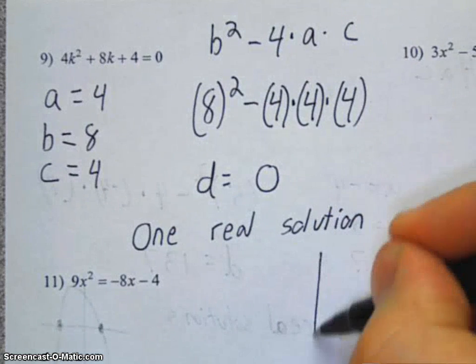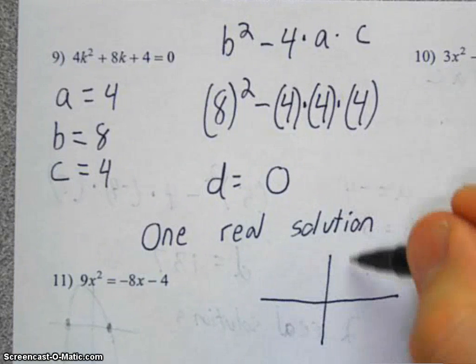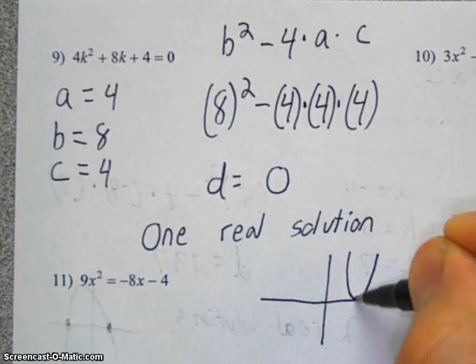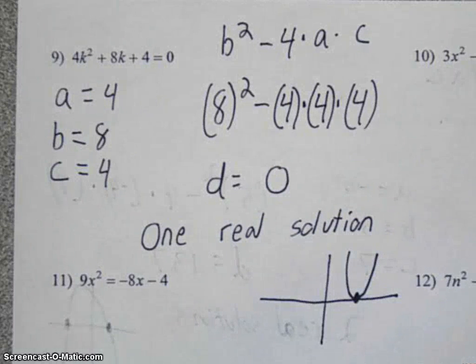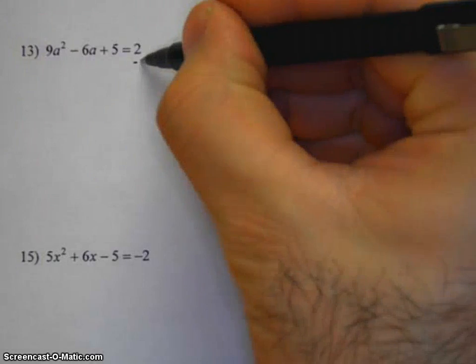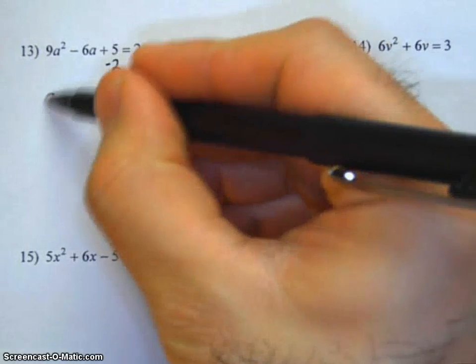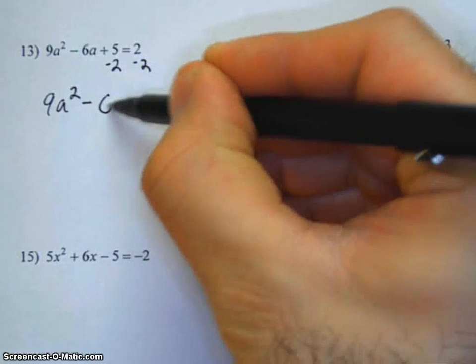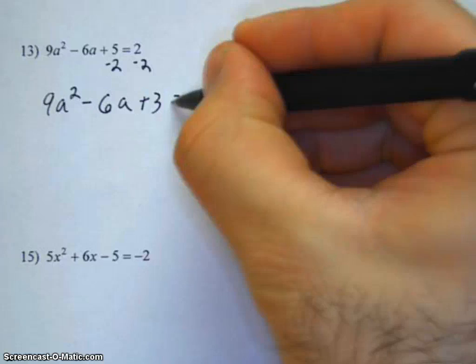And that's going to look like this, perhaps, where the parabola will touch the x-axis at 1 point, giving me 1 real solution. So to finish up today's lesson, just as a reminder, before you can find the discriminant for any of these quadratics, they need to be in standard form. They need to equal 0. So if you look at 13, 14, 15, and 16 here on your homework, none of them equal 0. So for 13, we can subtract 2 from each side, leaving me with 9a squared minus 6a plus 3 equals 0.